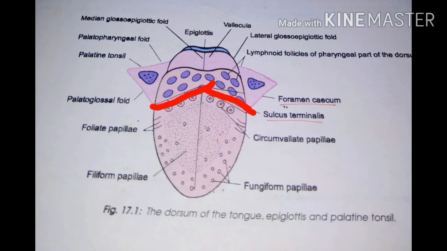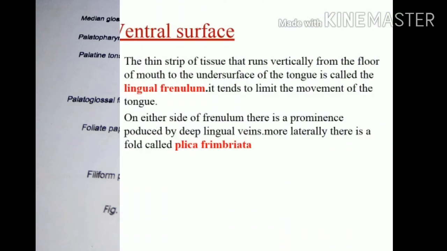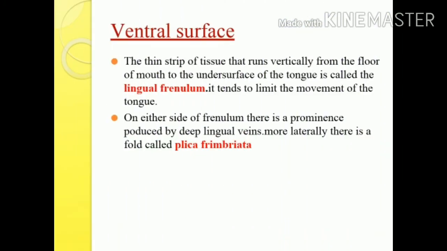This V-shaped groove is the sulcus terminalis, and this is the foramen caecum. The thyroid diverticulum grows in the embryo at the site of the foramen caecum. Then the ventral surface. It is smooth because it has no papillae.